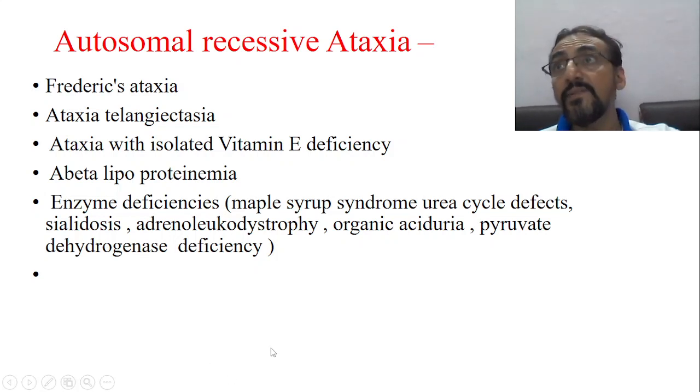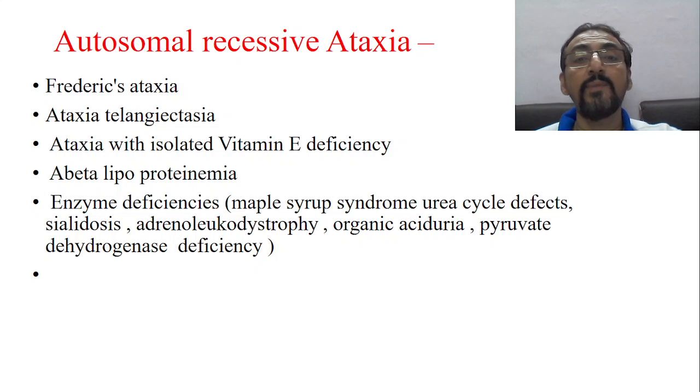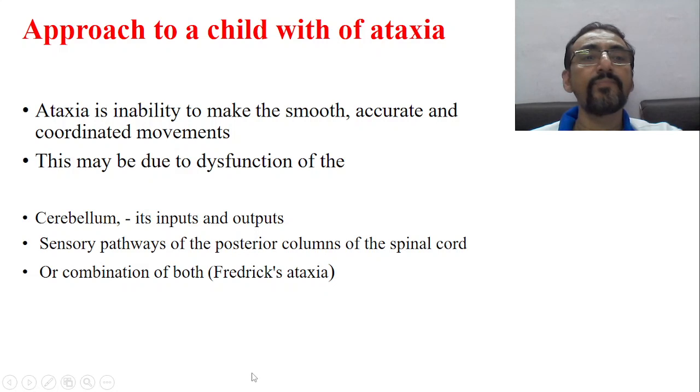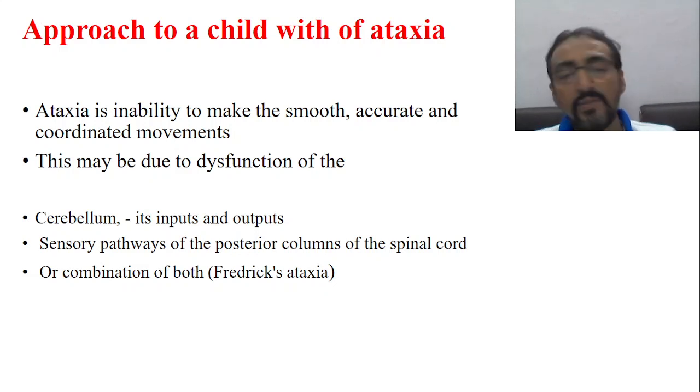Some enzyme deficiencies may also cause ataxia, for example maple syrup urine disease, urea cycle defects, adrenoleukodystrophies, and organic acidurias. Then we will have episodic ataxias in all these conditions. So these are some of the clues for how we approach ataxia clinically.